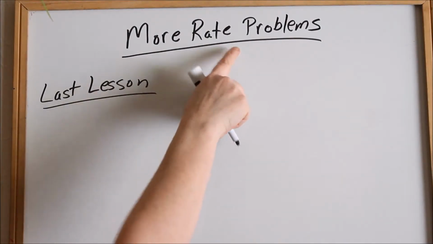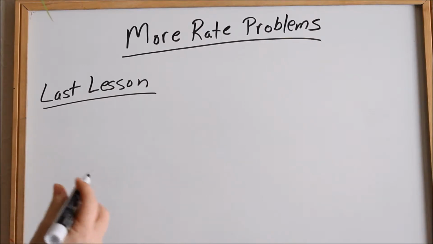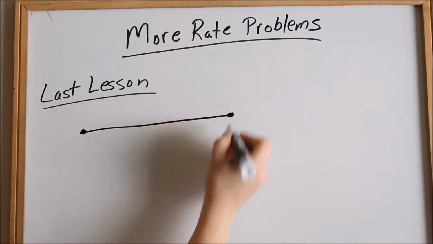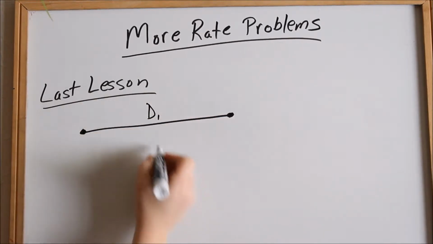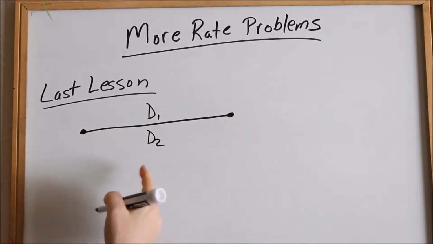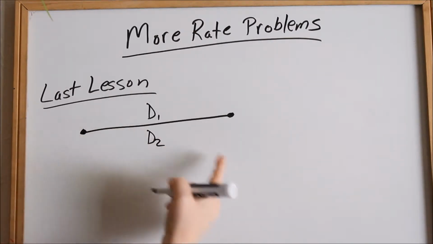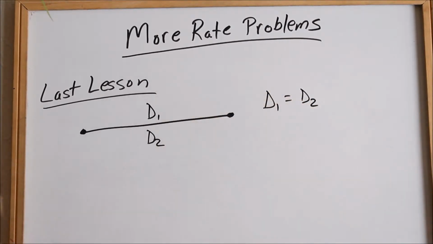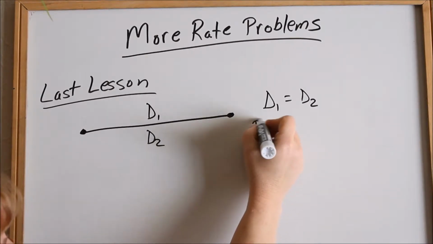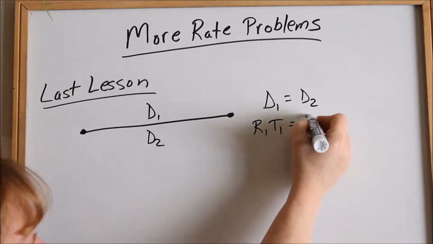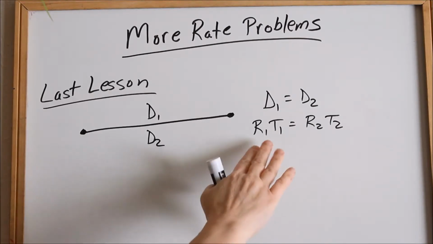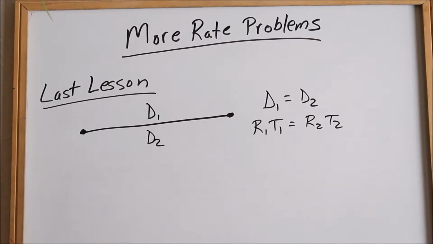Okay, we're doing more rate problems. So, in the last lesson, we had two people or two objects going the same distance. So you had a D1 and a D2, a distance 1 and a distance 2. And since they went the same distance, you could say D1 equals D2, and a distance is a rate times time. So we could have said R1 T1 equals R2 T2. Not R2 D2, but R2 T2. Anyway, you can set the rate times time equal to the rate times time.